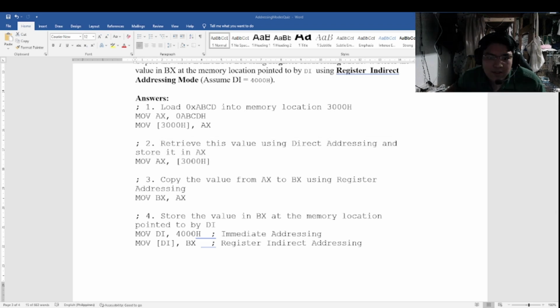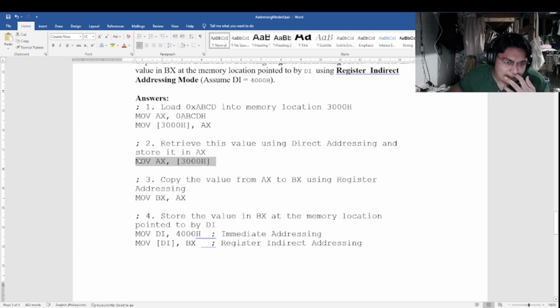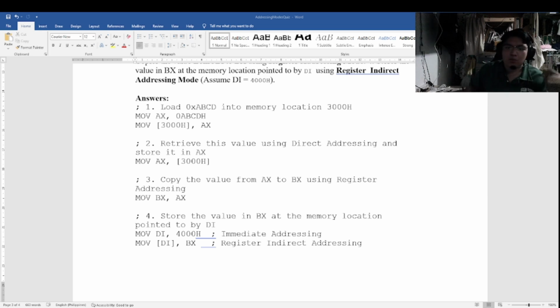Then for the second, where I have to retrieve the value from memory at 3000H using direct addressing and store it in AX, the program that I wrote is MOV AX, [3000H] because this correctly uses direct addressing to retrieve the value stored at memory location 3000H, then stores it in the AX register.